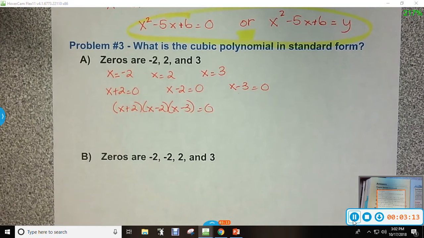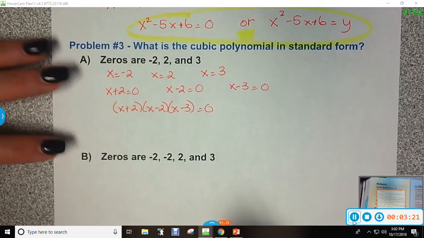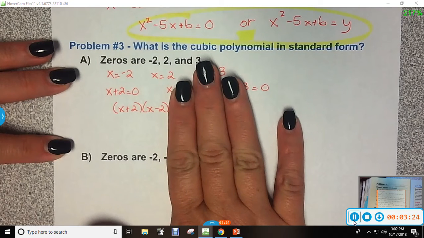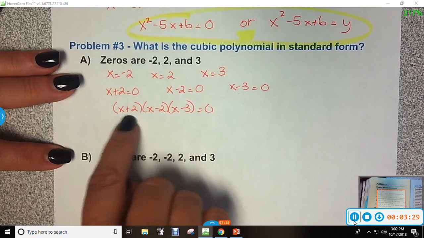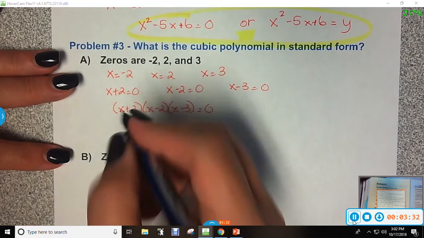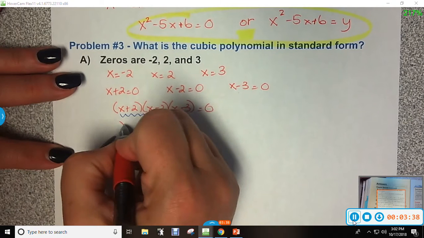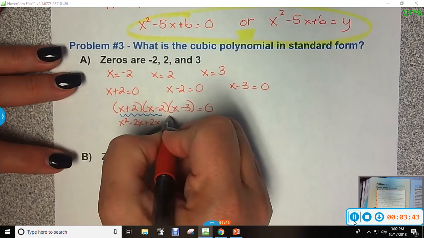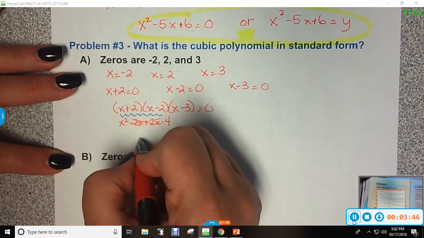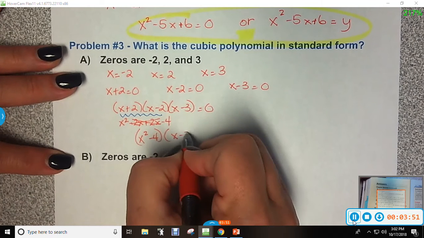Somebody tell me how we're going to do that. I do 2 parentheses, so which 2 do you want to start with? Okay, so I'm going to multiply those 2 together, get that answer, and then multiply it times here. So these 2, it's nice to multiply those together because that's actually like a difference of squares. Okay, those are going to cancel, so I'm left with x squared minus 4. Now bring down my x minus 3.